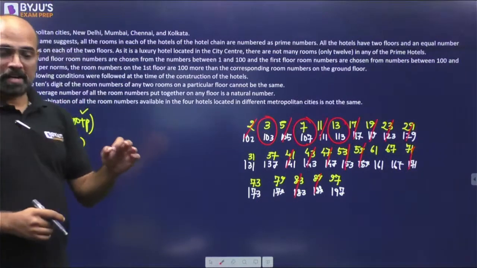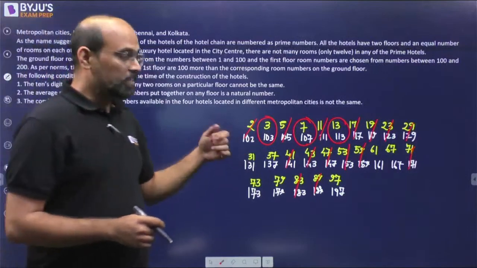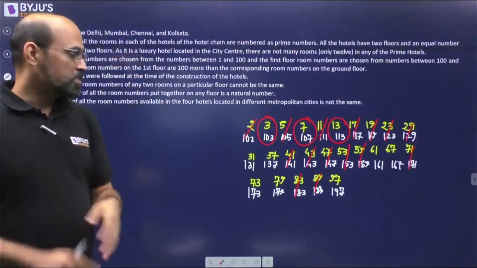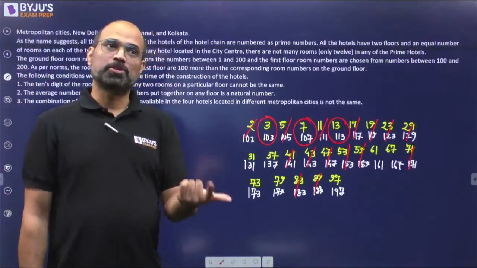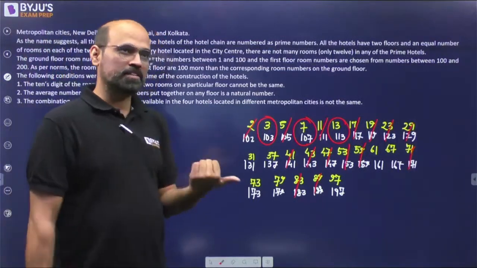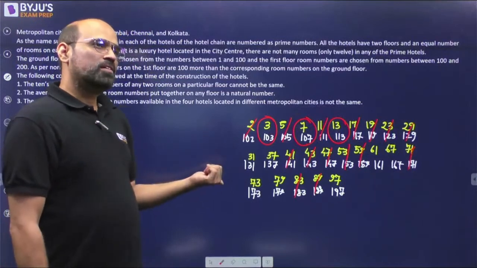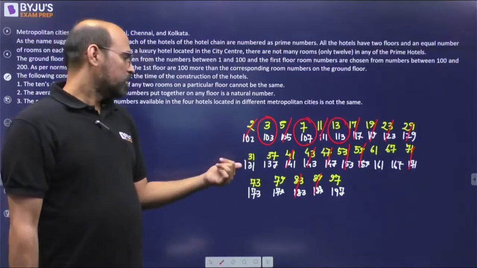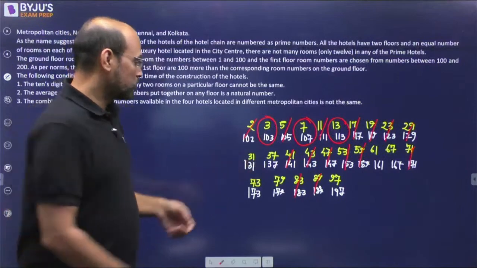So 31 and 131. So 131 square root is going to be 11 point something. So it's not divisible by 2, it's not divisible by 3, it's not divisible by 5, it's not divisible by 7. Is it divisible by 7? No, it's not. Is it divisible by 11? No, it's not. So ye bhi hoga.